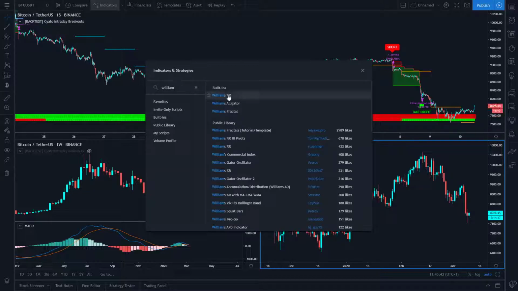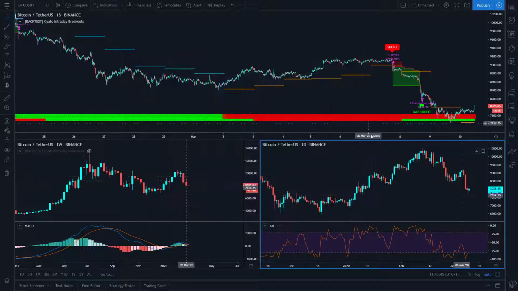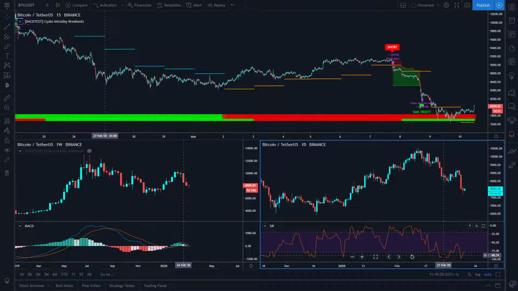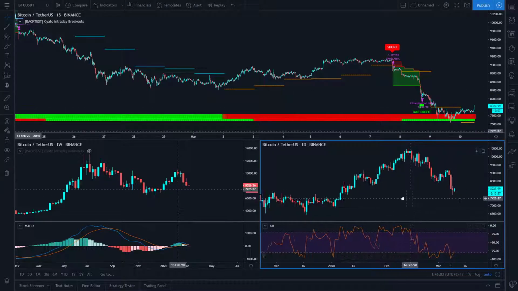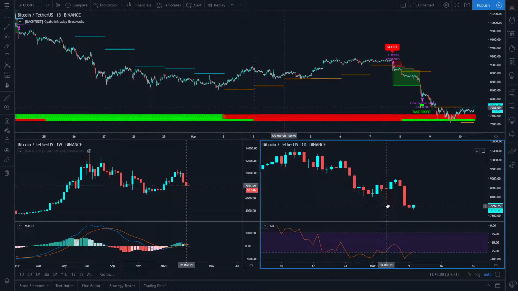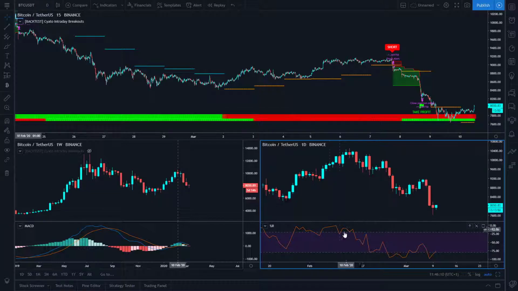So this is this one, the Williams percent range. So the idea is to be bullish when the oscillator is oversold, like right here, and to be bearish when the oscillator is overbought. So for example, here we are overbought, sorry, and here we are oversold.